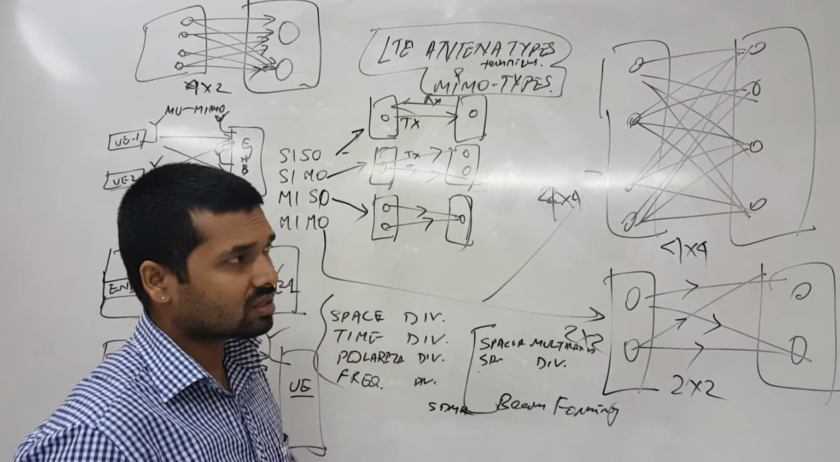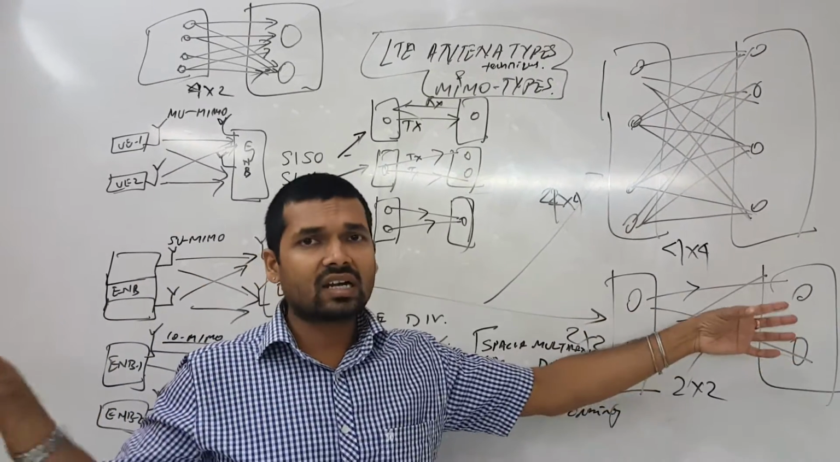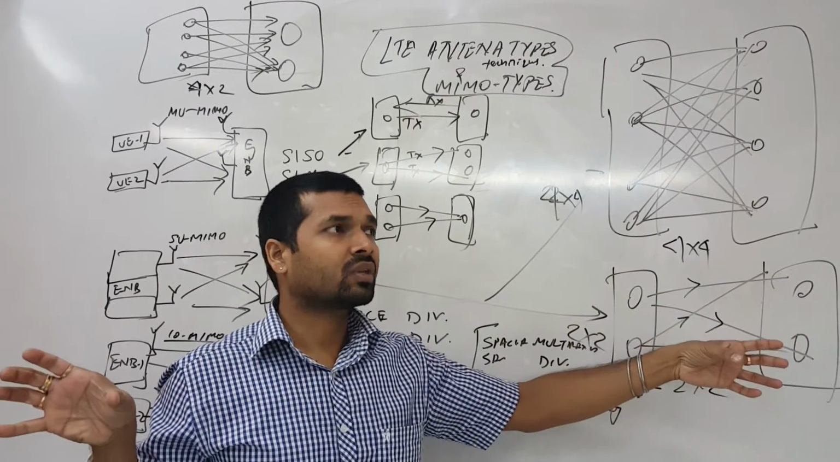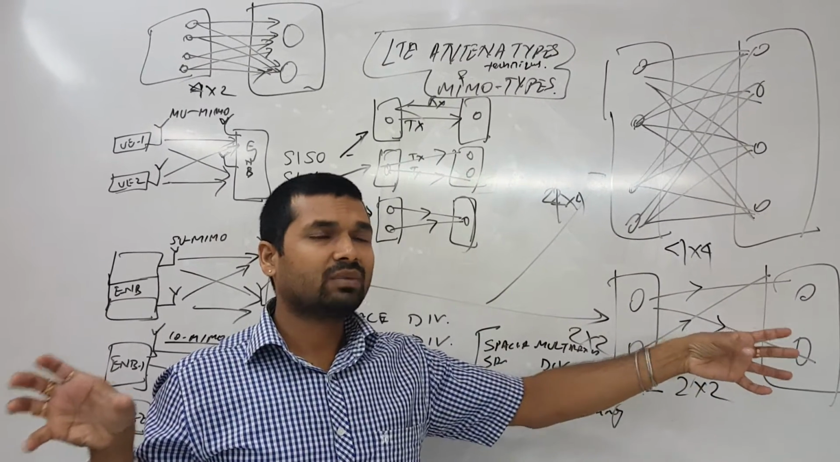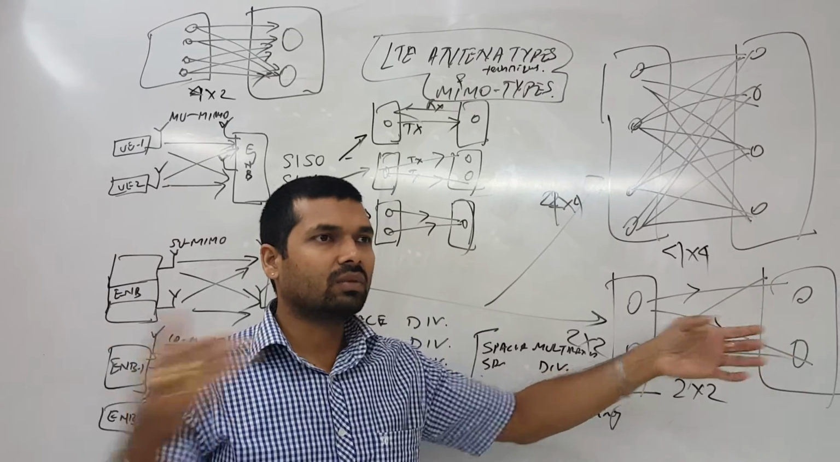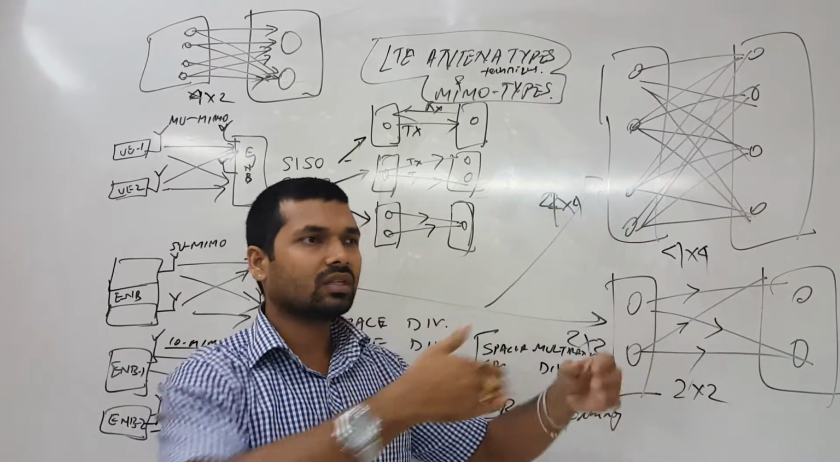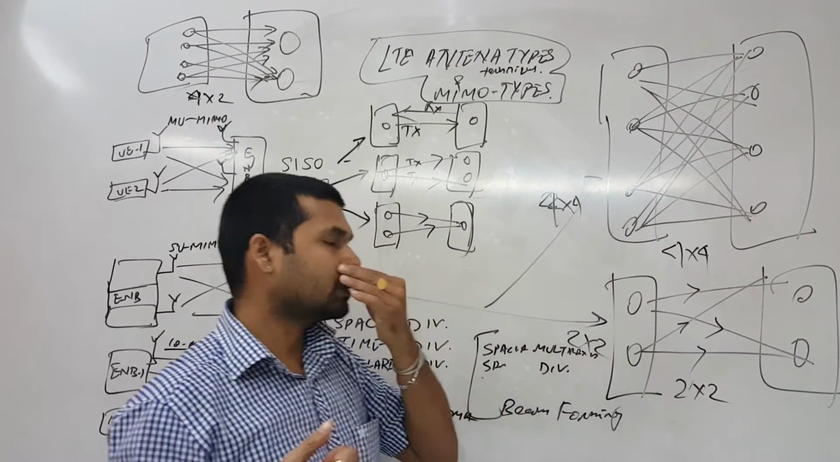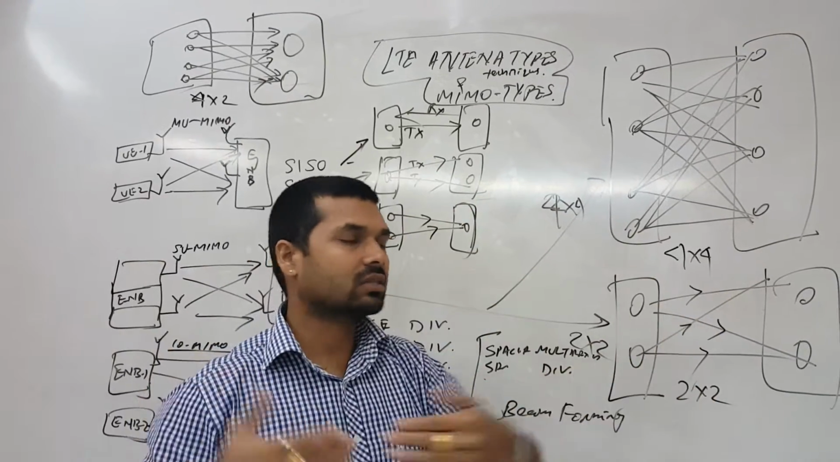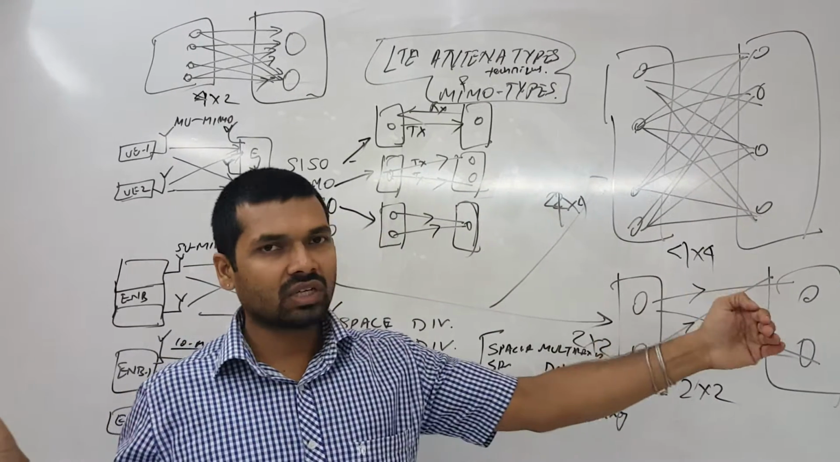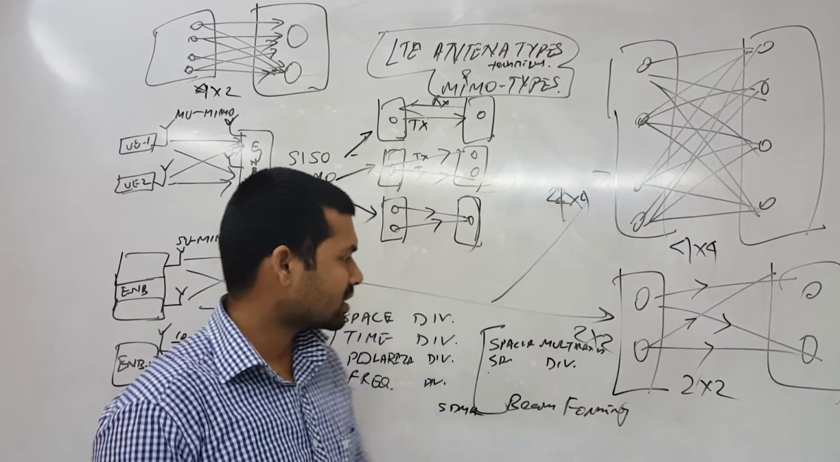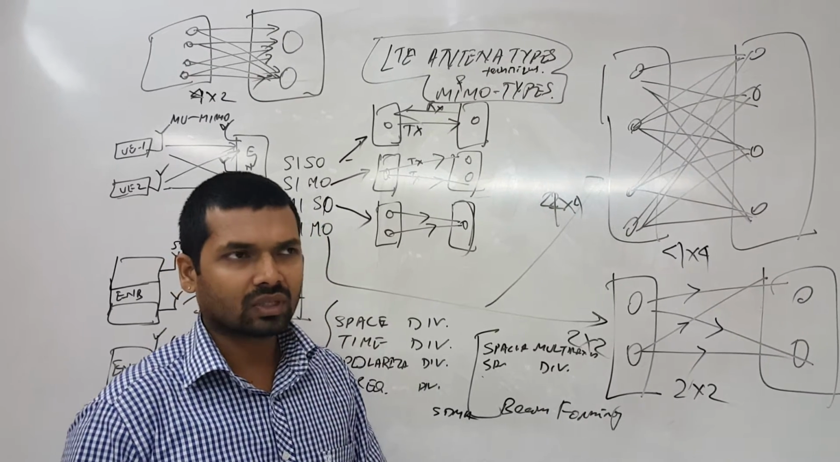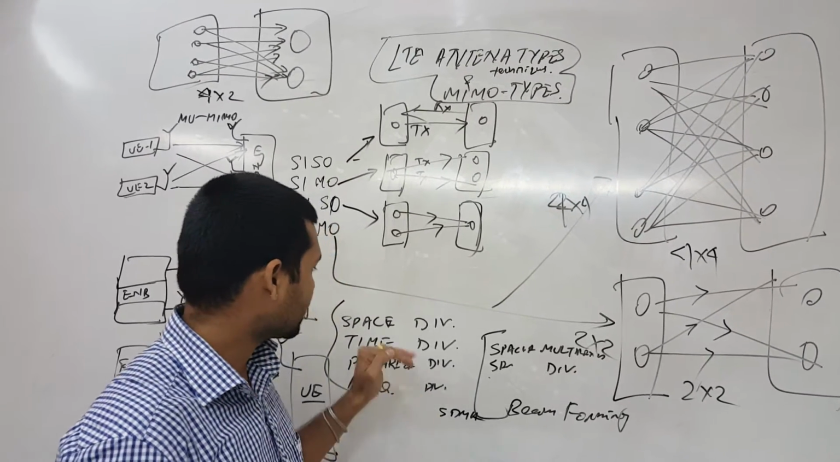Space diversity means, let's say we are keeping a standard space between two antennas. So I'm a gainer when multipath is happening. My signal is reaching the receiving end through various paths. So the space diversity will help us to recover the signal and to overcome the interference also.